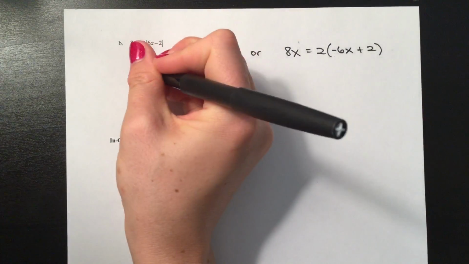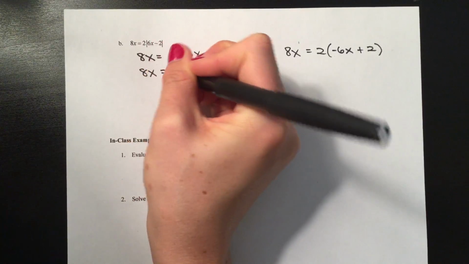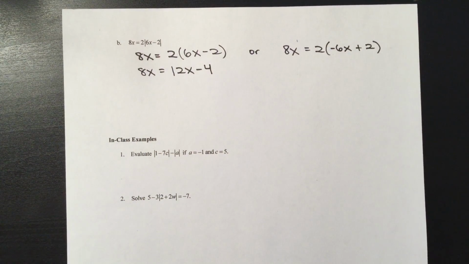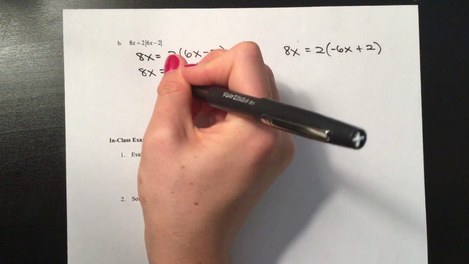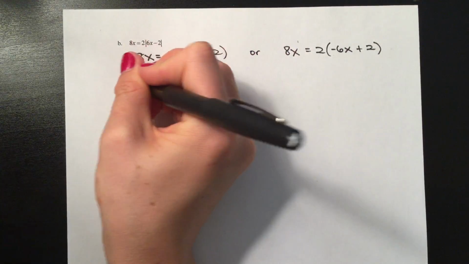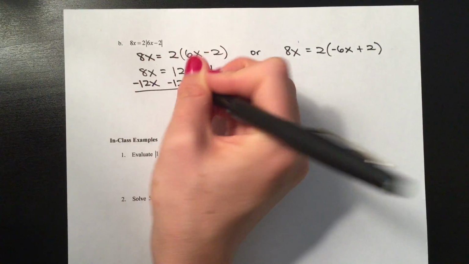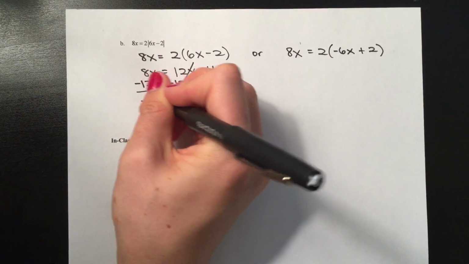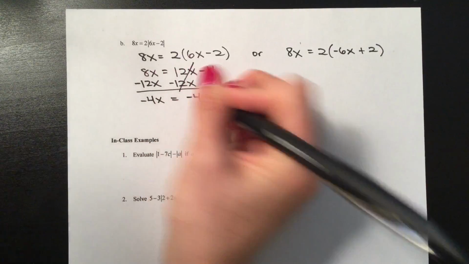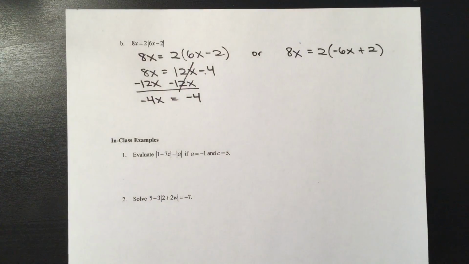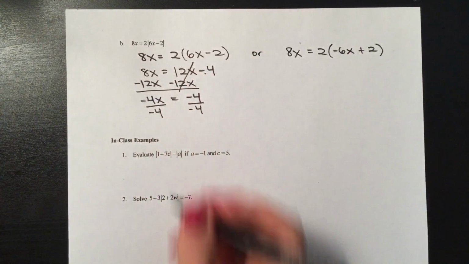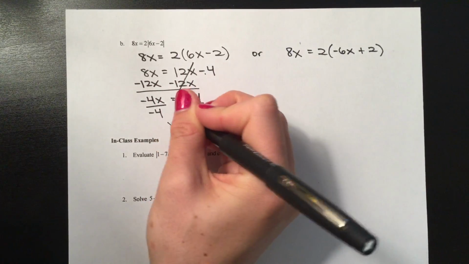Here I'm going to start by distributing that 2. So I have 12x and then minus 4 if I distribute by 2. And then I want to get the x's by itself, so I'm going to subtract the 12x from both sides. Here, these will cancel. 8x minus 12x is negative 4x equals negative 4. Don't forget to keep the sign when you bring it down by itself here. And getting x by itself, I'll divide by negative 4. Negative 4 divided by negative 4 is 1.